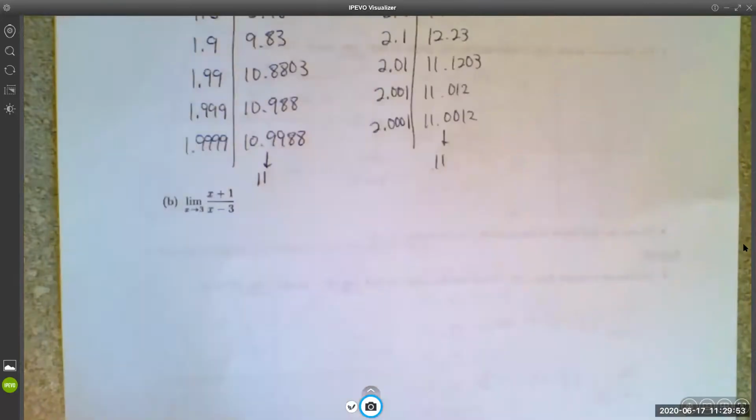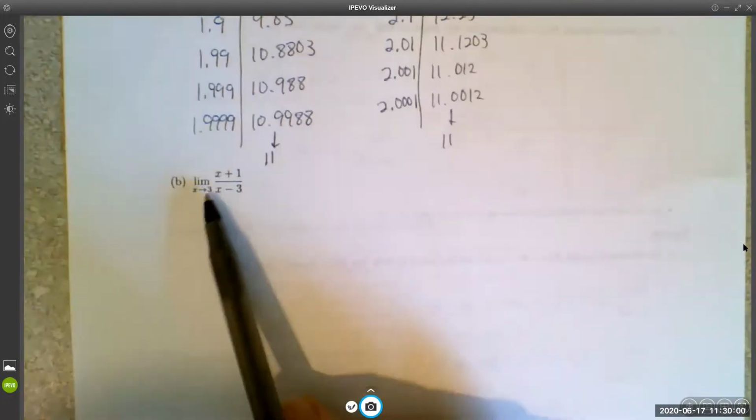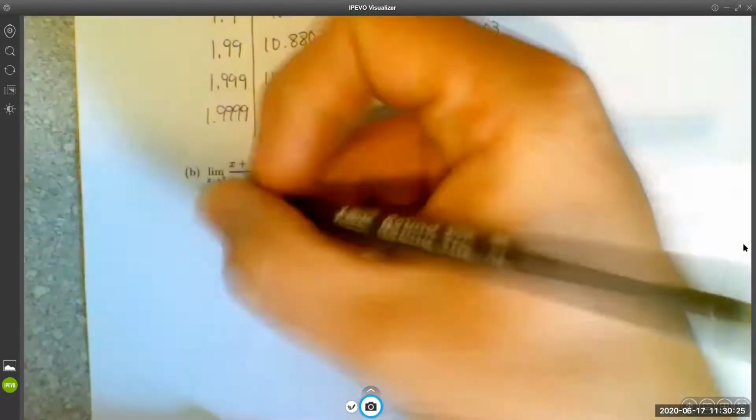Part B is actually a really good example of that. Well, maybe not such a good example. Let's take a look at part B. Notice that if you plug in 3, you're going to get 4 over 0, which is undefined. So is that actually what the limit is? In other words, the function value, f of 3, is undefined. But what's the limit, right? The limit could still possibly be a number. The limit could still possibly exist. So we make a table of values to find out.